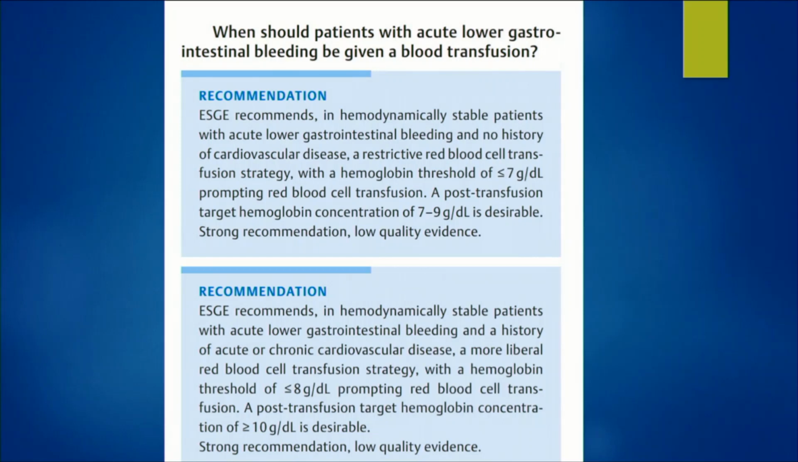Different studies showed that it is not necessary to target above 7 grams per deciliter. We don't always intend to have 12 or 11 grams of hemoglobin per deciliter in patients who have a healthy cardiovascular situation. In patients who have chronic cardiovascular diseases, the desirable target is above 10. So 7 to 9 if the patient has no cardiac disease, and above 10, say 11, is okay if the patient has a cardiovascular disease.